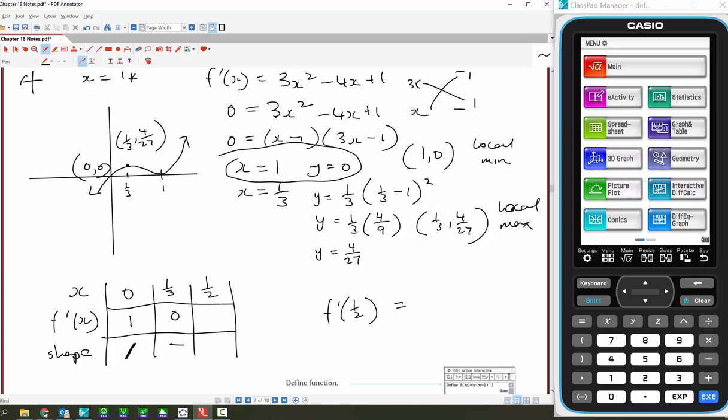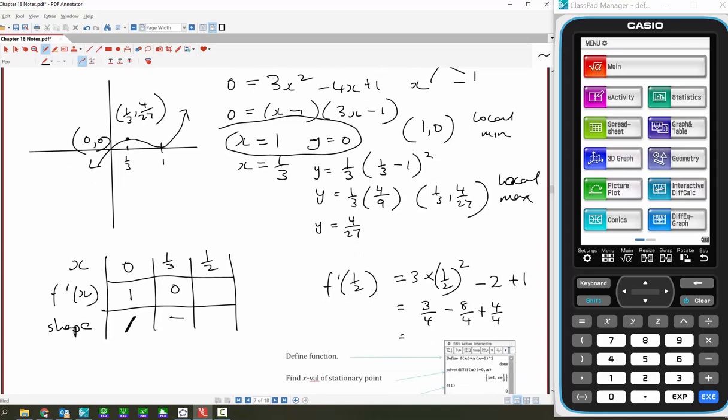Alright, so here's my gradient function. It's 3 times 1/2, and that's squared, take away 4 lots of 1/2 is 2, plus 1. Now I know that this has got a negative gradient over here because I can see it from the picture, but just say we didn't know what the function looked like. There's going to be functions that you don't know what they do over here because of the way the function looks. So let's just work it out. So this is 3/4 take away 2, which is 8/4, plus 4/4.